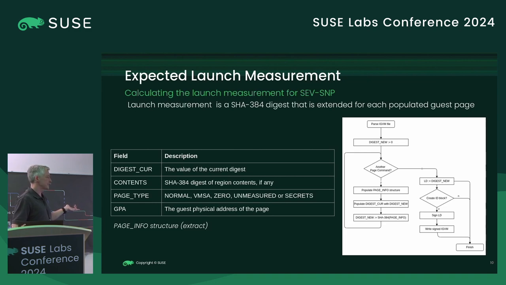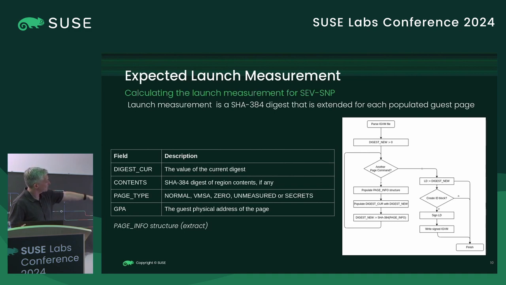VMSA, the virtual machine safe state area. That's where you see the initial guest context being measured, because you specify a VMSA page at a particular location. And there's a couple of others there. And then you say where it's going to appear in the guest physical address range. And once you've populated that structure, you take yet another SHA-384 hash of the bytes of the structure itself. And the resulting digest that comes out of that is the new launch digest.